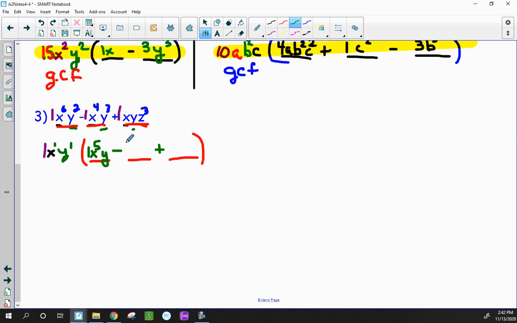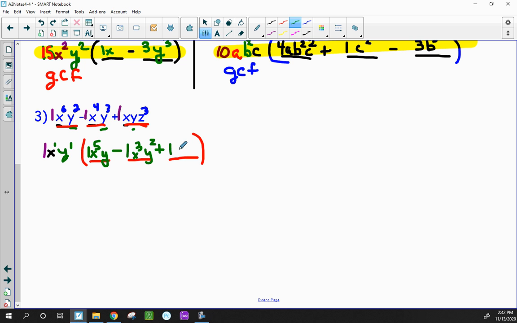1 times negative 1 is negative 1. X to the first times x to the third would get me the 4 that I need. Y to the first times y to the second would get me to y to the third. Pay attention to your powers. And the last term, 1 times 1 is 1.